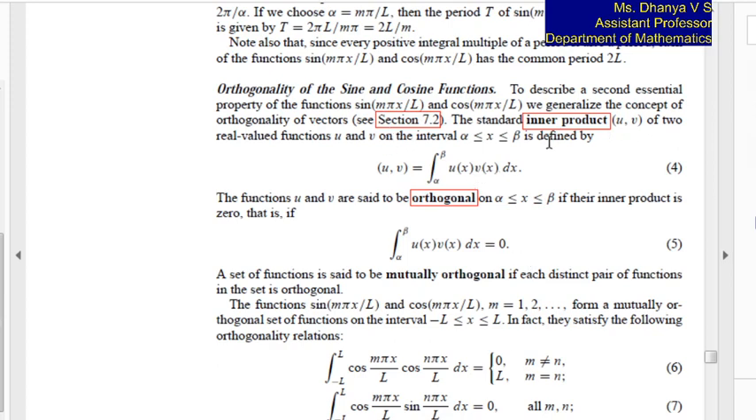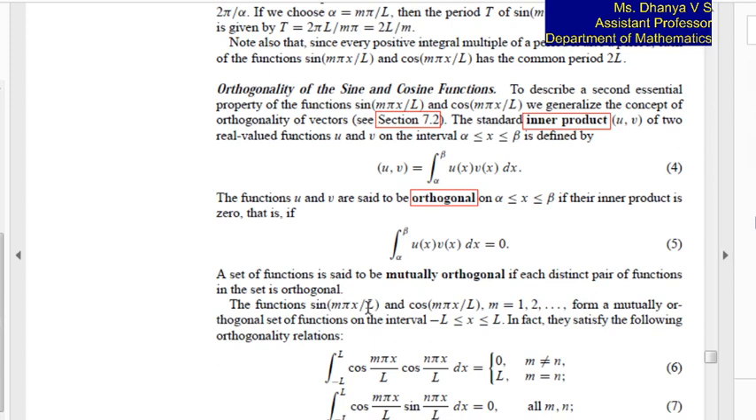The inner product of two real valued functions u and v on the closed interval alpha beta is defined as the inner product of u comma v equal to the integral from alpha to beta of u of x into v of x dx. The functions u and v are said to be orthogonal if their inner product is 0, that is, if the integral from alpha to beta of u of x into v of x dx is equal to 0. Now, a set of functions is said to be mutually orthogonal if each distinct pair of functions in the set is orthogonal.